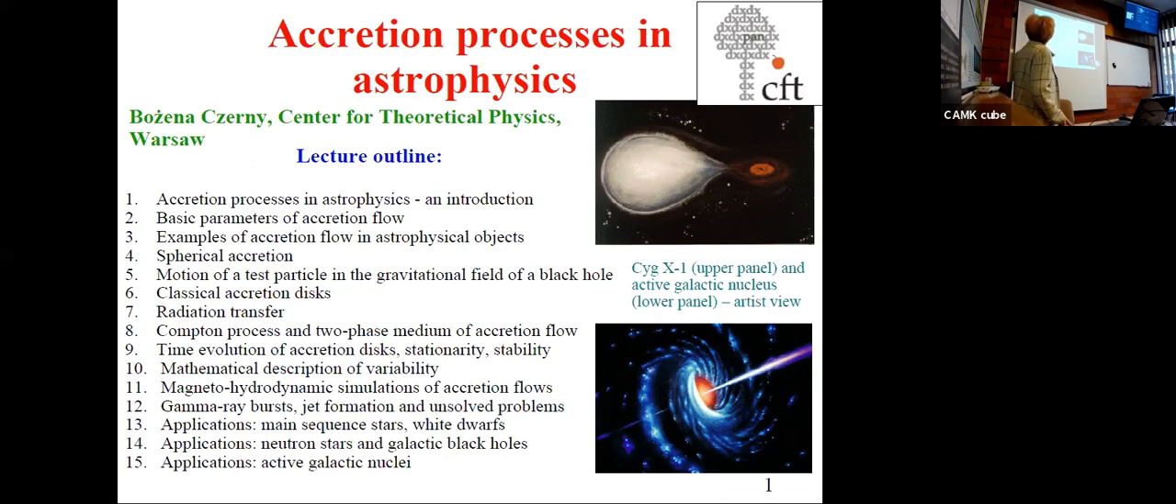So today there will be just an introduction, and then during the remaining weeks, we will talk about basic parameters of accretion flow, like Eddington ratio, whatever, a lot of things. Then some qualitative examples of accretion flow. Then we will discuss spherical accretion, because it might seem the simplest case. Actually, this is one of the most difficult cases, but we will start with that.